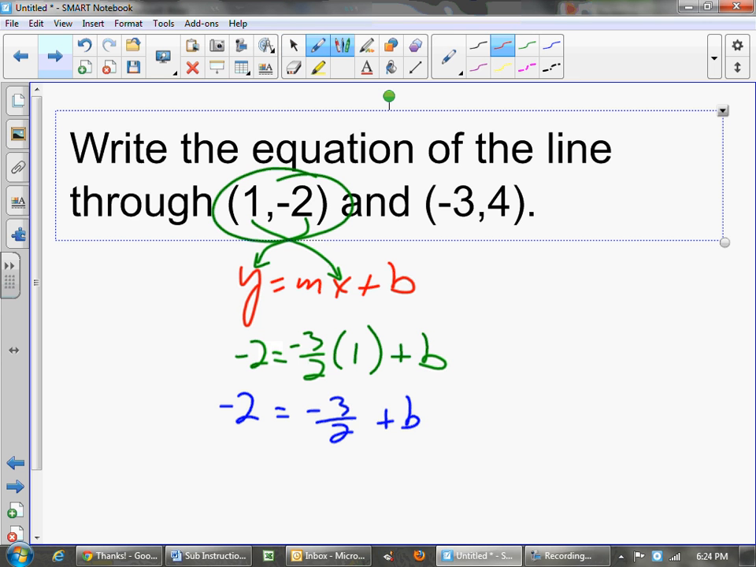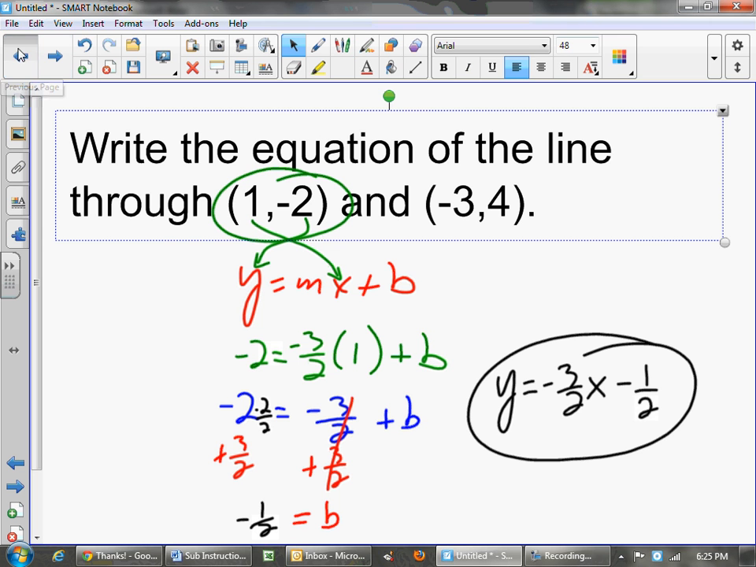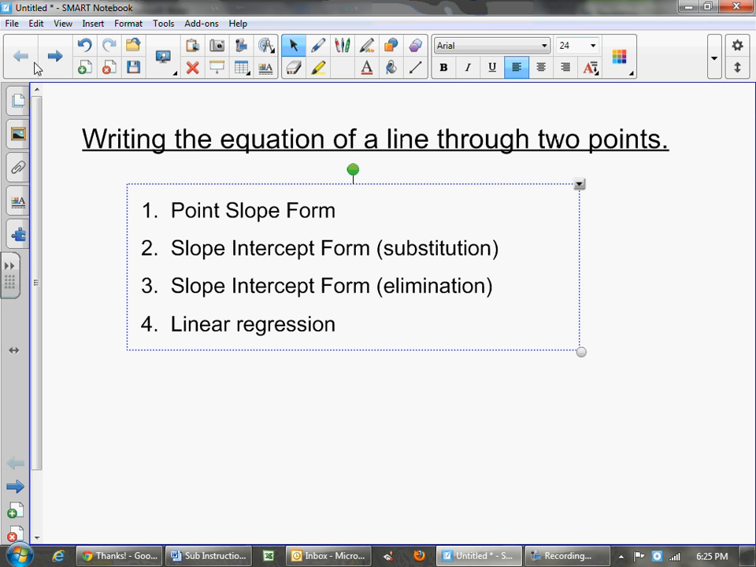I'm going to add 3/2 to both sides. So b winds up being the exact same value that we had on the previous page. After I find my common denominator, it's going to wind up being -4/2 plus 3/2. So b is -1/2. You can't just stop there, though, because you have to write the equation. So the answer to the problem is y equals -3/2, which I stole from the previous page, x plus -1/2. That winds up being substitution with the slope-intercept form.